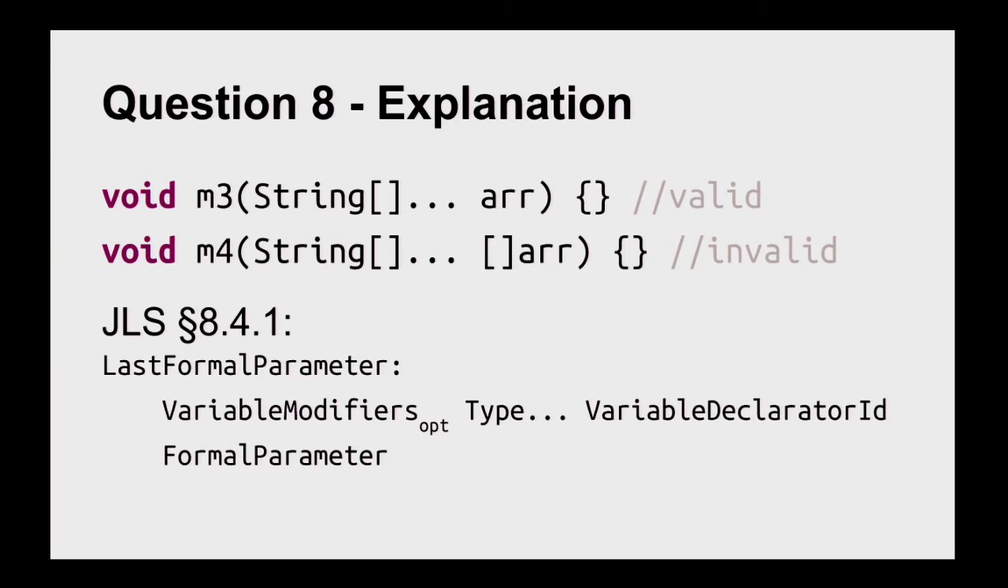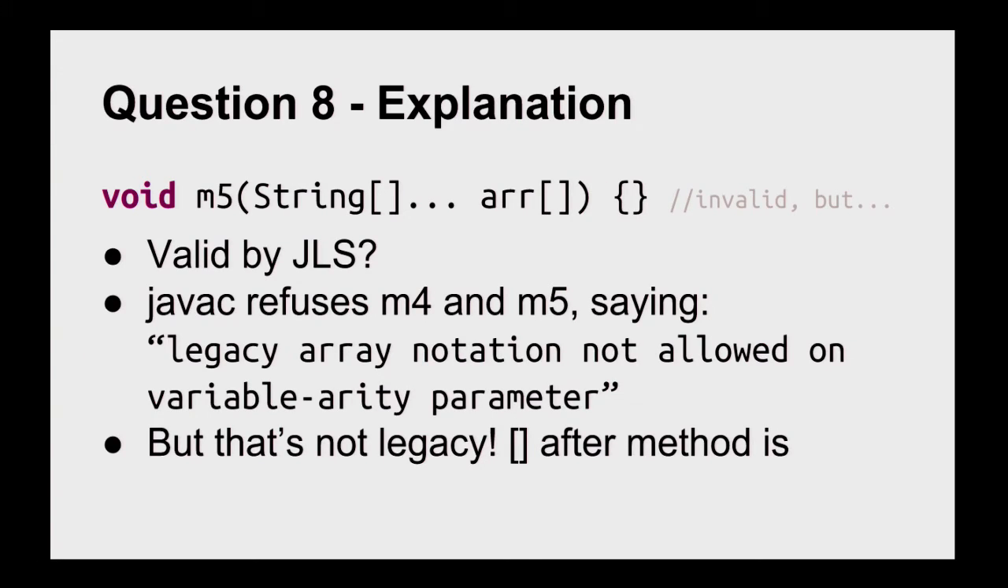That's not allowed. The last part though, M5, this doesn't compile, but as far as I can tell, it should be valid according to the Java language spec. So javac complains about M4 and M5, saying that the legacy array notation isn't allowed, but at least as far as I can tell, this isn't a legacy array notation. Having the square brackets after the parameter list, that I showed in the previous one, that's the legacy array declaration. So this should be allowed, meaning by the JLS, you probably shouldn't write code like this, but at least M4, clear case, not allowed anyway.